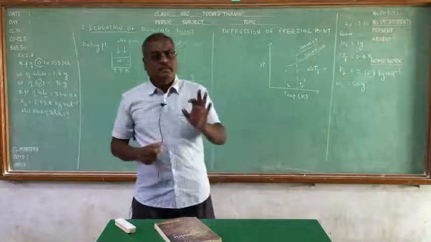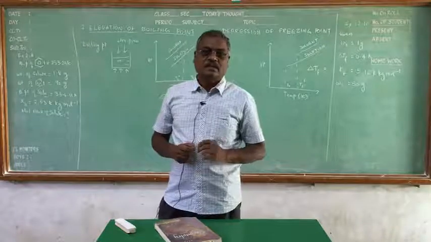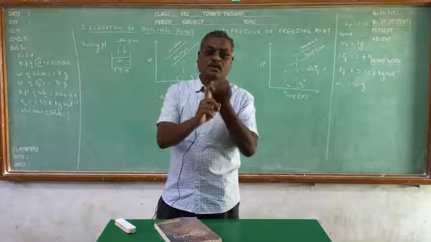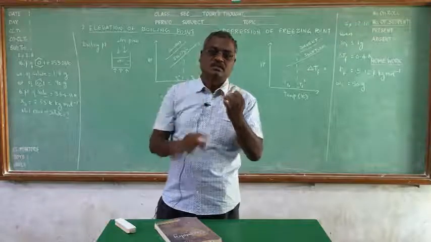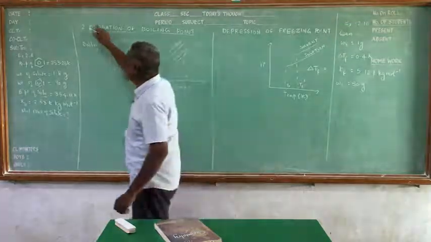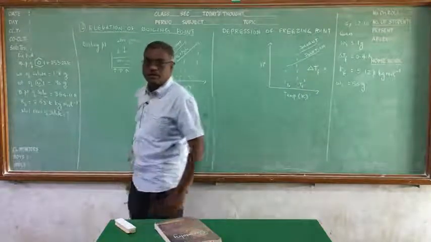So, colligative properties we discussed in the last class. In that, 4 colligative properties we have studied. The first colligative property, relative lowering of vapor pressure, we have already discussed in the previous class. Now, the second one, elevation of boiling point.